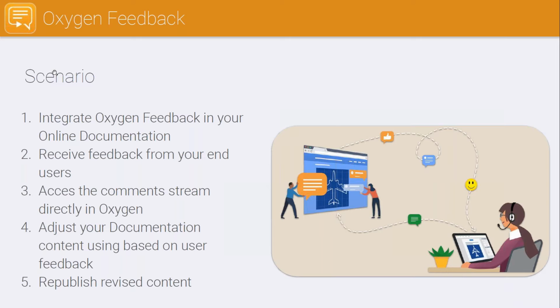After that, we'll configure our website details in Oxygen in order to access the comment stream directly from within the application. Finally, based on the feedback our users provide on the website, we can adjust the content of the documentation and republish it.